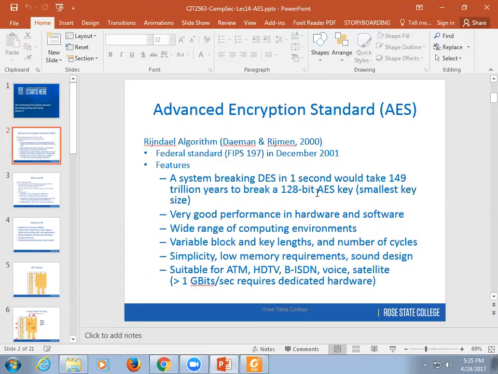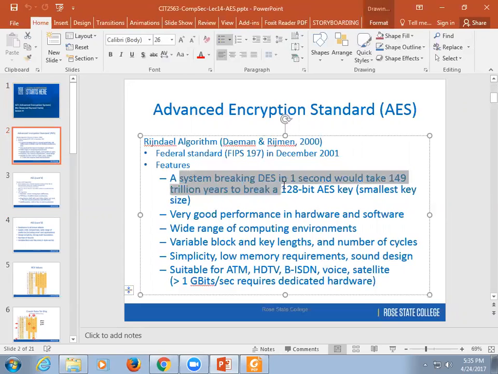Rijndael is the actual cipher that AES is based upon. It's a FIPS standard, and you can see here, a system that can break DES in 1 second will take 149 trillion years to break AES. So in other words, it's much better.